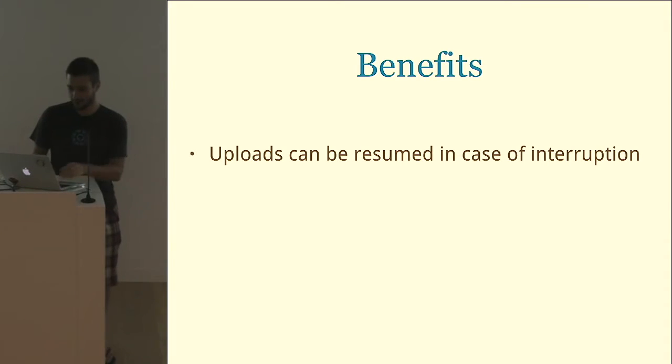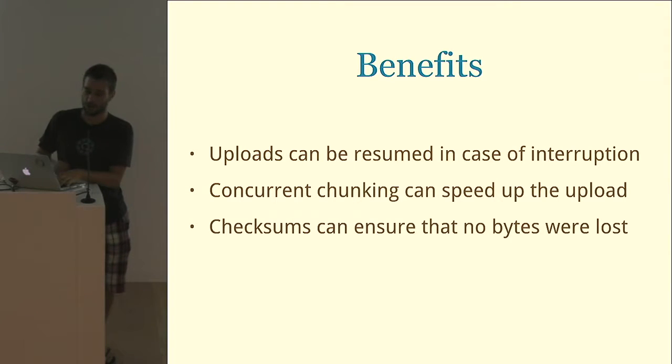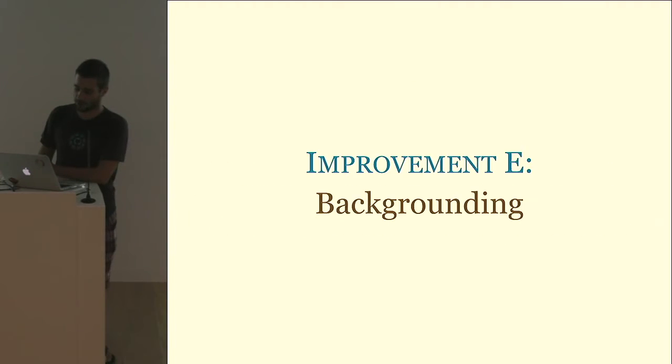So uploads can be resumed in case of interruption. Concurrent chunking can speed up the upload; the Fine Uploader maintainer even saw double the total speed of the upload. And checksums: the tus.io protocol has checksums to ensure that no bytes were lost, which surprisingly happens often when you're uploading large files, where the server receives the request but some bytes aren't there. The client can send the checksum, and the server can generate the checksum on its side, and if those two checksums match, then the chunk succeeded, otherwise it has to be retried.